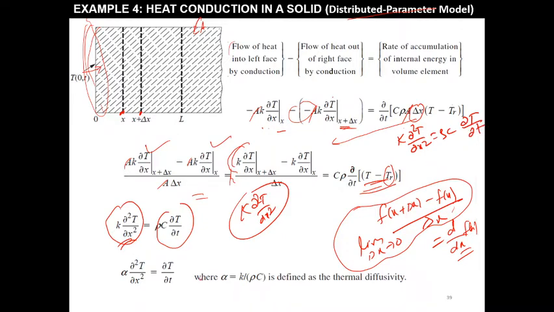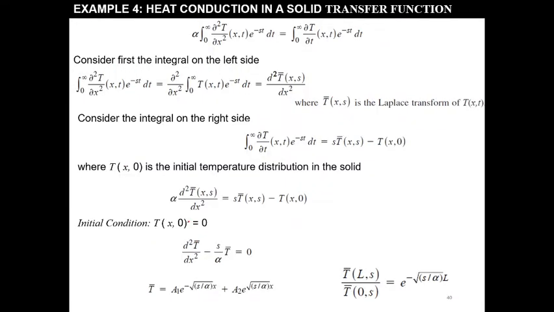And when K by rho c is defined as a constant, K by, यहाँ पर आप इसको K by rho c ले लीजिए, so it will cancel, so it will come alpha del 2 T by del x square is equal to del T by del t. So this is the partial differential equation. Now you have to solve, simple.